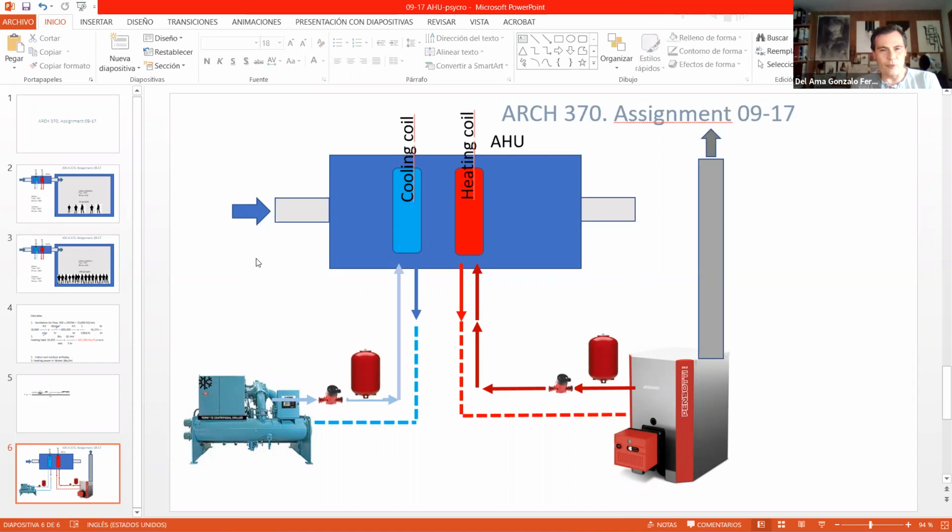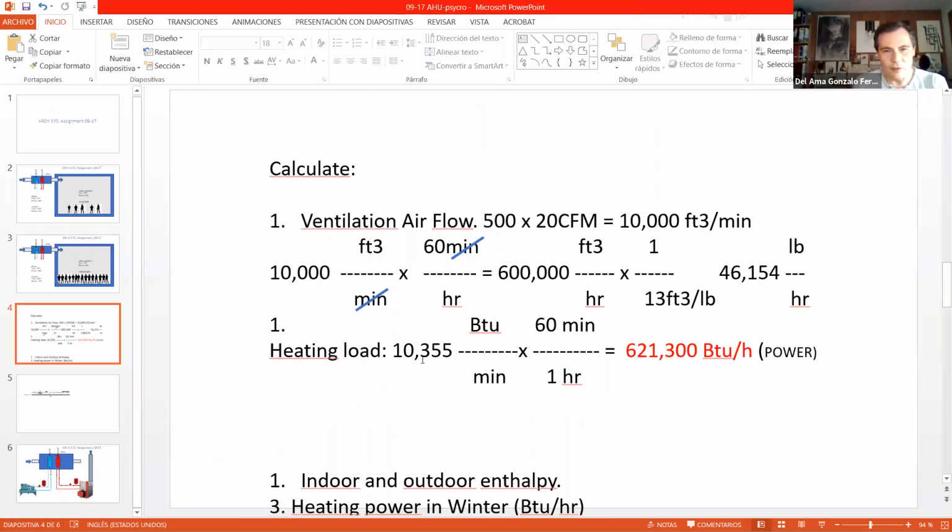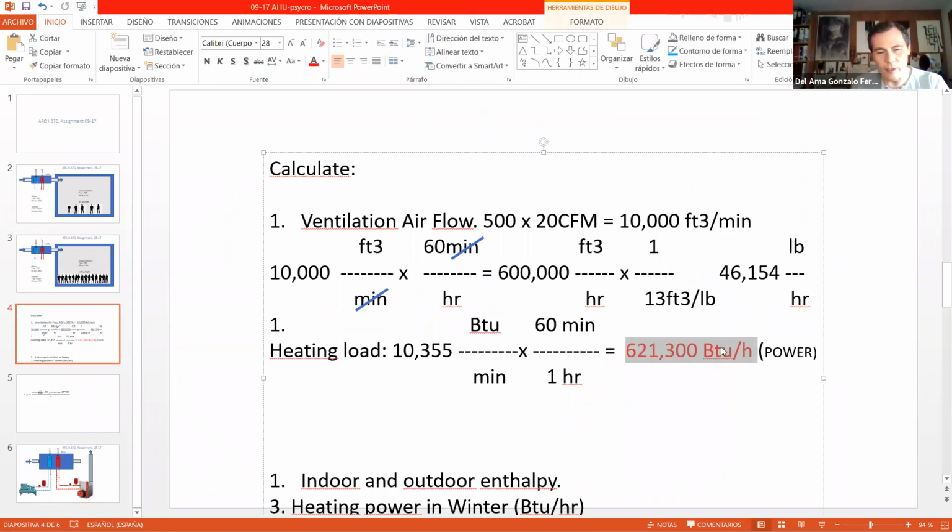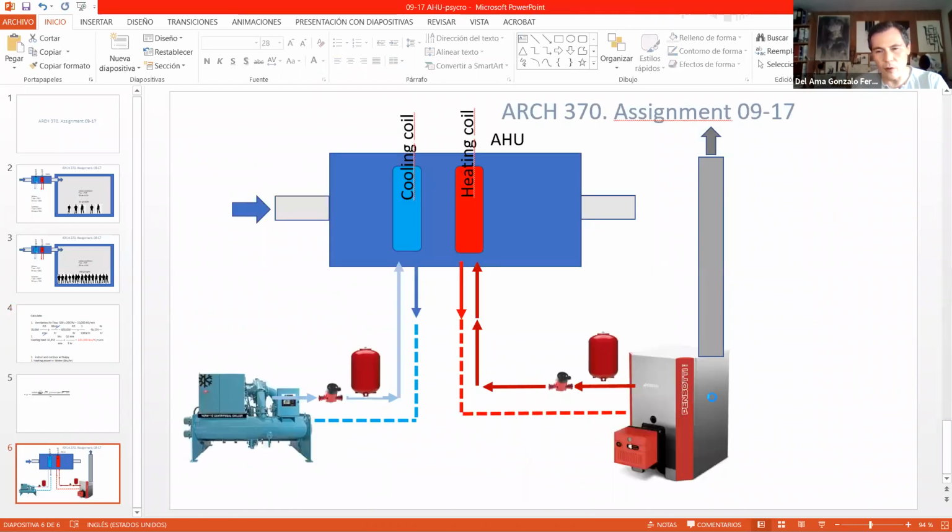So we need numbers here. And what are the numbers? We know the heating load, and this power here is the power of the boiler. Okay, so if we place here the power of this boiler, and then you will calculate the cooling loads, and this is the power that you need for that chiller. Okay, so this is something meaningful. It's not just a nice drawing with colors and arrows and whatever.